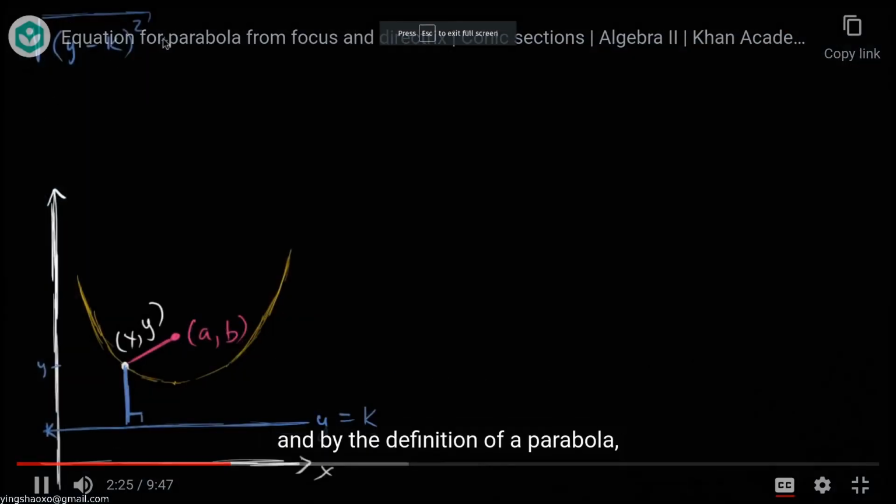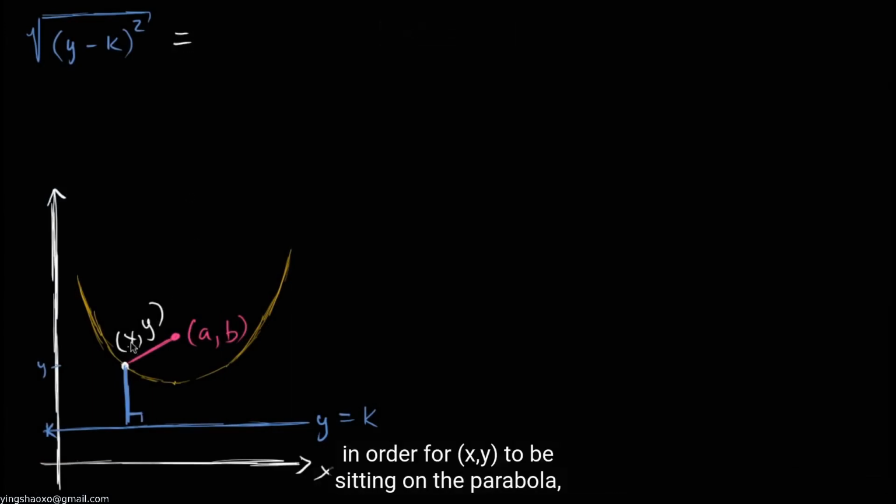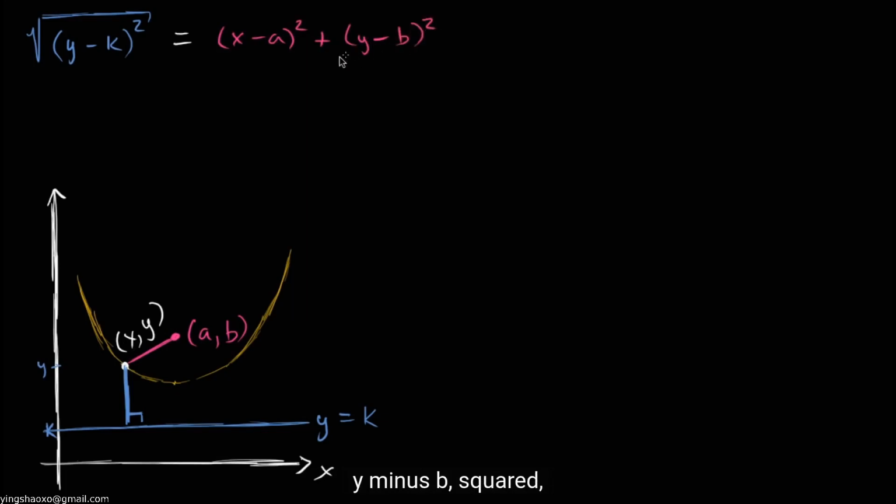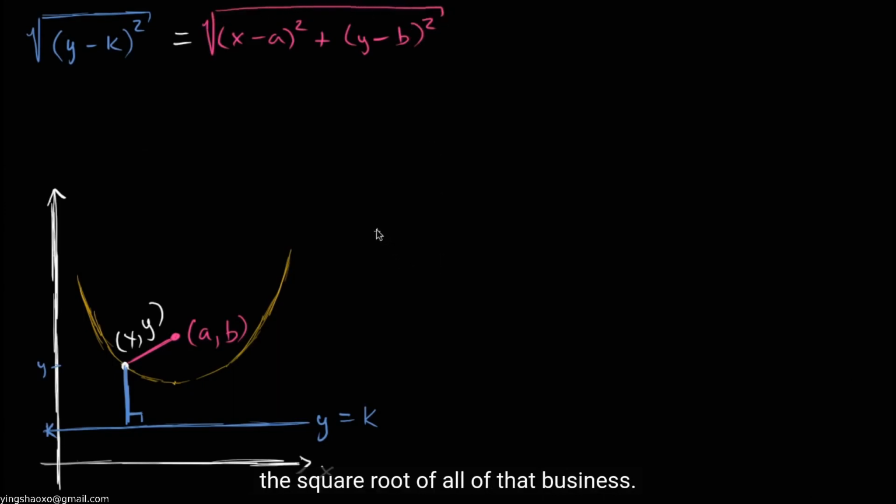And by the definition of a parabola, in order for x comma y to be sitting on the parabola, that distance needs to be the same as the distance from x comma y to a comma b, to the focus. So what's that going to be? Well, we just apply the distance formula, or really just the Pythagorean theorem. It's going to be our change in x, so x minus a squared, plus the change in y, y minus b squared, and the square root of that whole thing.